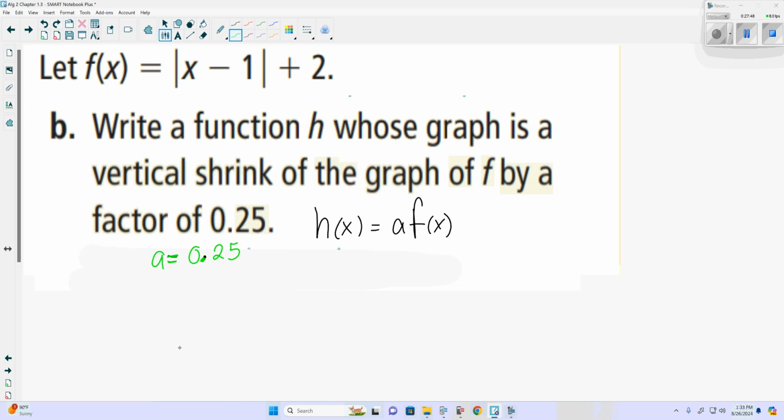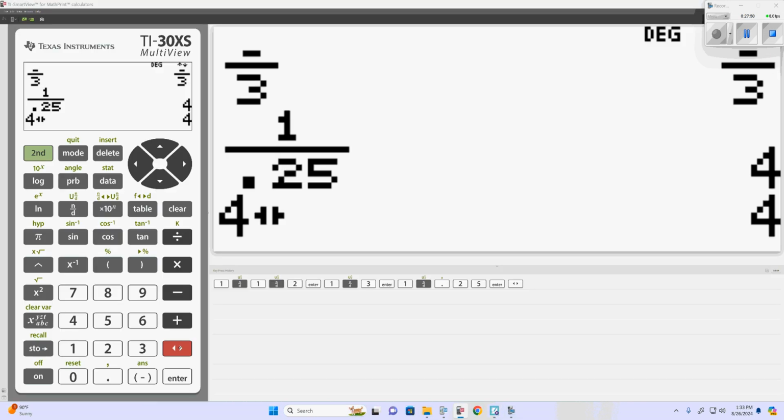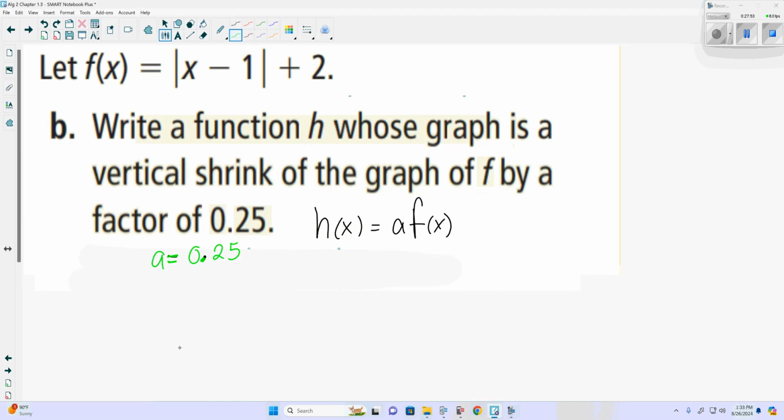But here, it's not asking for that. It's asking for horizontal or vertical. So the first thing we can do is replace a with its value, which tells us that we have 0.25 times f of x.